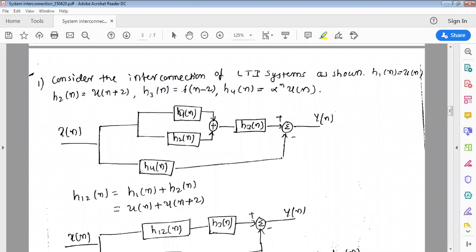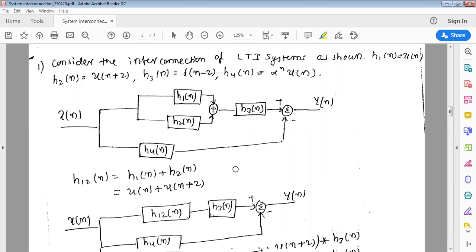Okay. So for parallel connections, you have to add the impulse responses. But for series connections, let us say you have H4 and H5, then it will become the convolution of the impulse responses. And remember, not the multiplication. Parallel connection represents addition, series connection represents convolution. These two points must be known before you evaluate these functions.